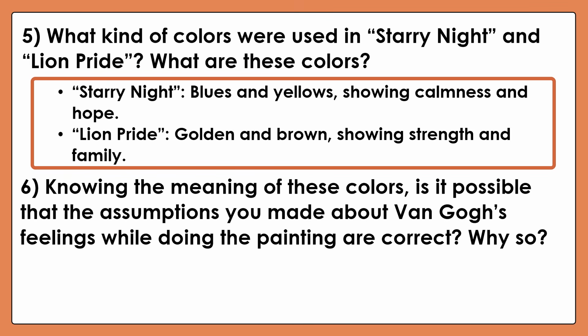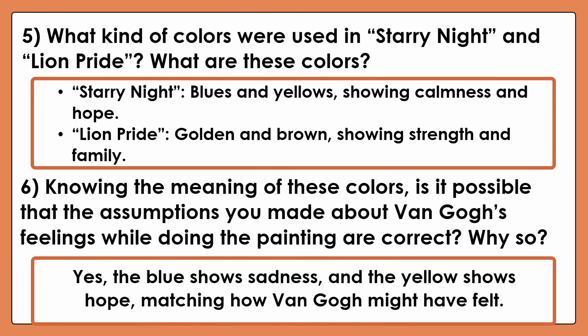Sixth, knowing the meaning of these colors, is it possible that the assumptions you made about Van Gogh's feelings while doing the painting are correct? Why so? Answer: yes. The blue shows sadness and the yellow shows hope, matching how Van Gogh might have felt.